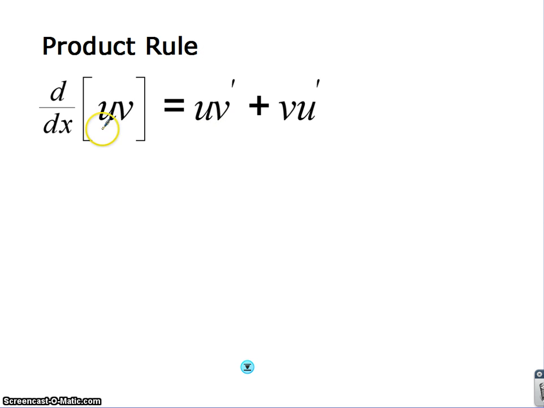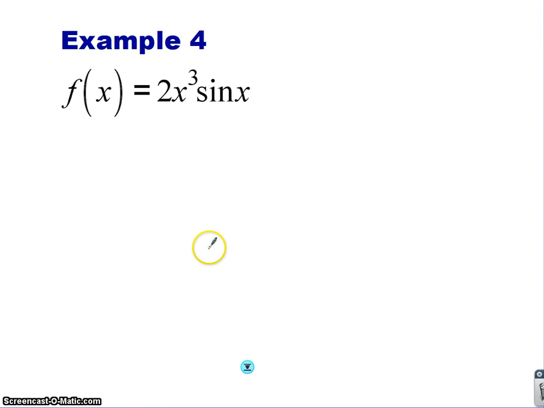When you multiply two functions together, in this case we're calling them u and v, in order to find the derivative of them, you do the first function multiplied by the derivative of the second, plus the second function times the derivative of the first. uv prime plus vu prime. Let's apply that to this next function.